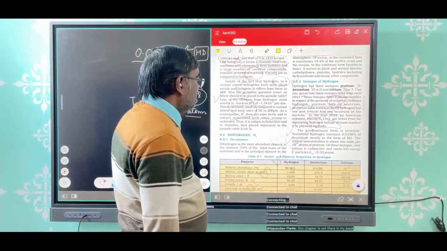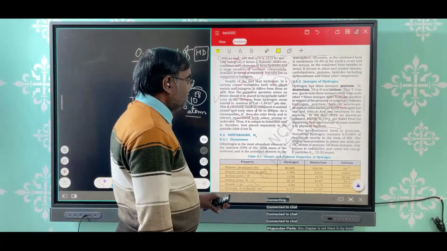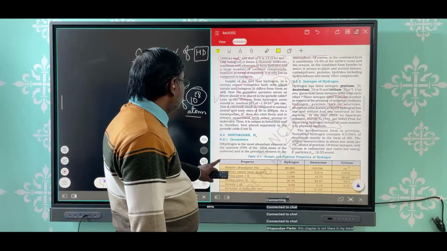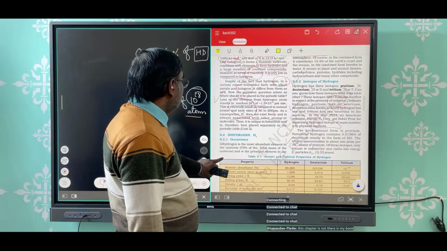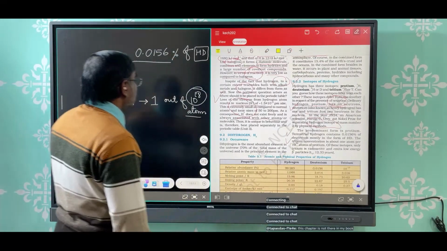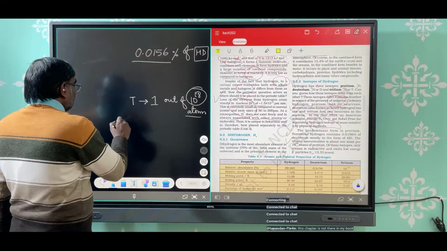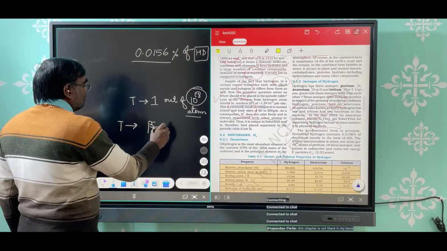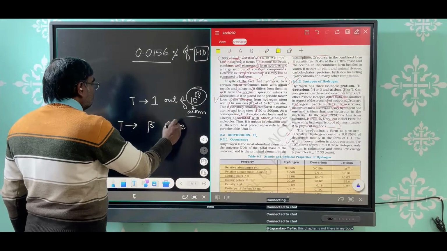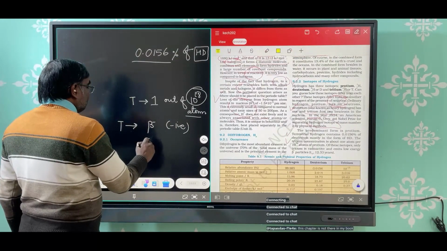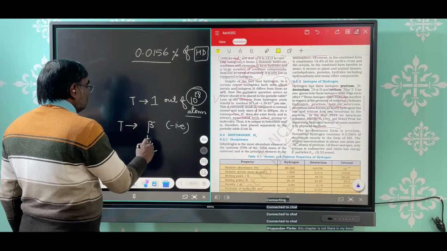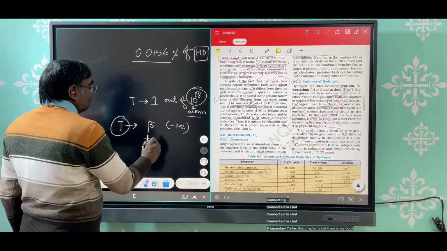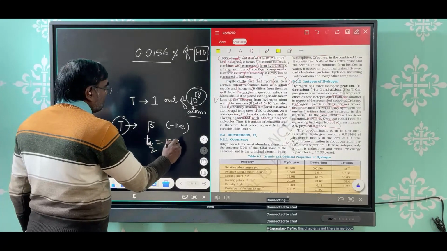Of these isotopes, only tritium is radioactive, as I have already discussed, and it emits low energy beta particles, having a half life of 12.33 years. So tritium releases a beta particle, which is negatively charged, and T half, written with a small t, is equal to 12.33 years.